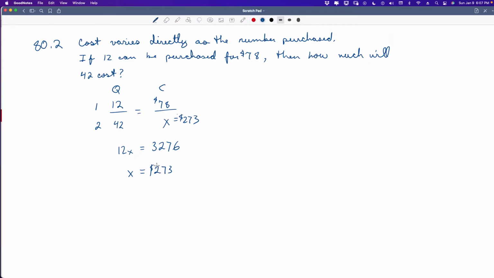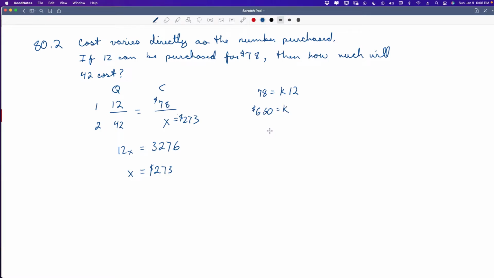Now I will say this, using the other statement, the cost of 78 varies directly as the number purchased. This is going to tell us how much each one costs. And if we do the math, 78 divided by 12 tells us that each one individually costs $6.50. So if you need to know how much each individual thing costs, then your constant k is going to give you that information.